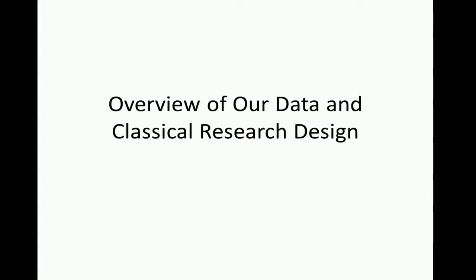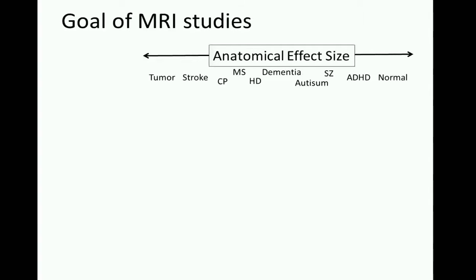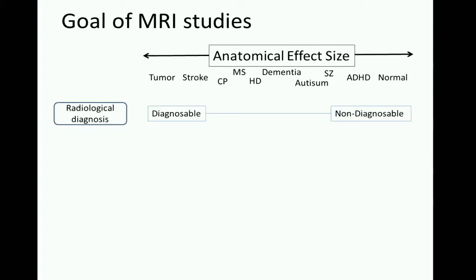Now, before I go a little deeper, I want to go over the data itself, the nature of the data we have. And to do that, I want to expand the disease into this axis of anatomical effect size, because I don't believe that we can develop one tool that can be applied to any diseases. So the left side is large effect size, and the right side is a small effect size.